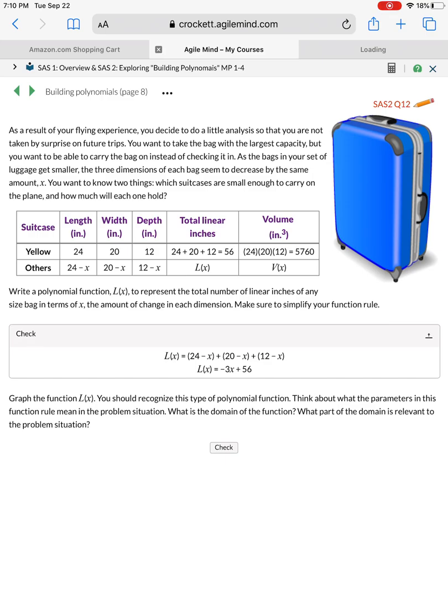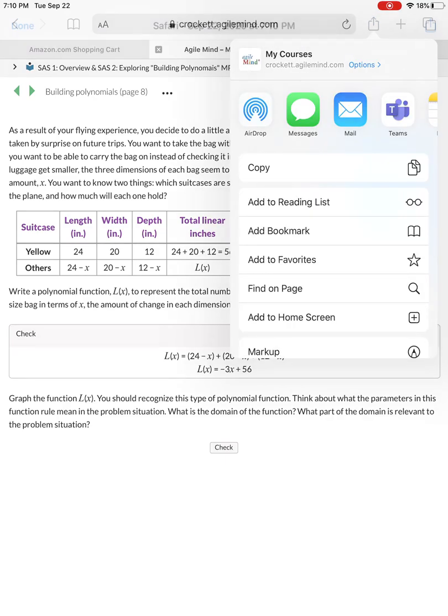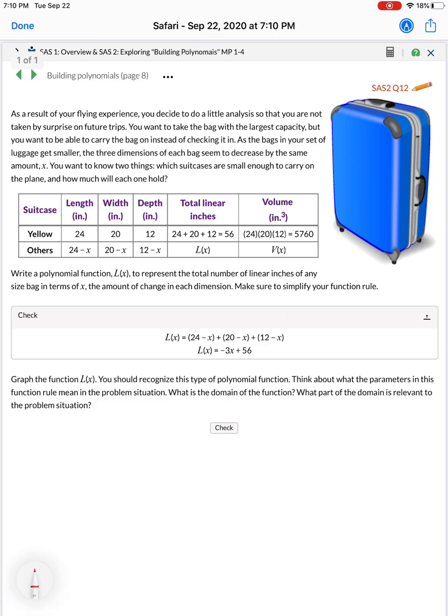Now, it says to graph it. So, on your paper, you are graphing this right here. Y equals negative 3x plus 56.